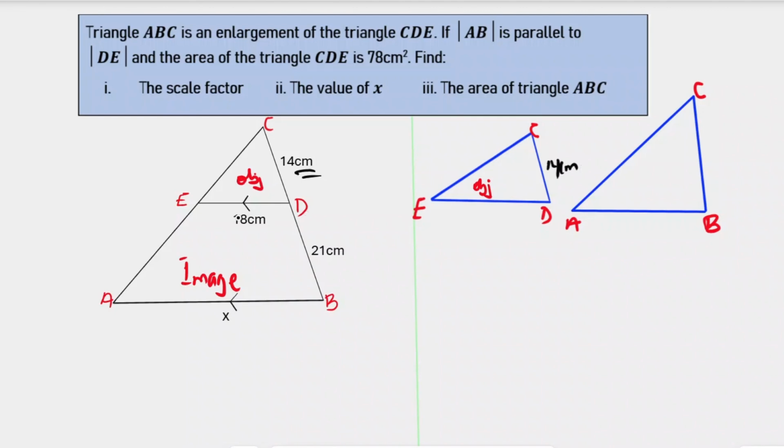Which one else? We have ED, that is 18, so that's going to be 18 centimeters here. And then we have x, that is AB. So here is x, AB, on the image.